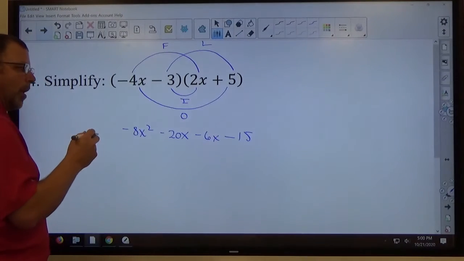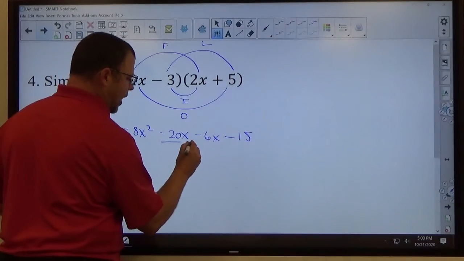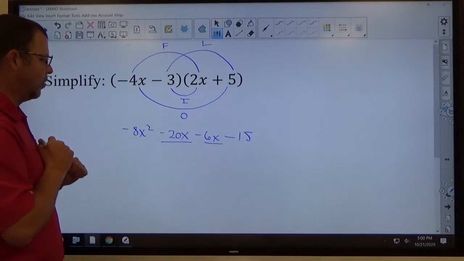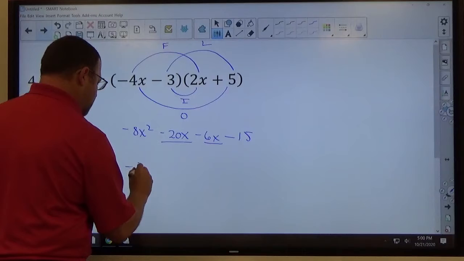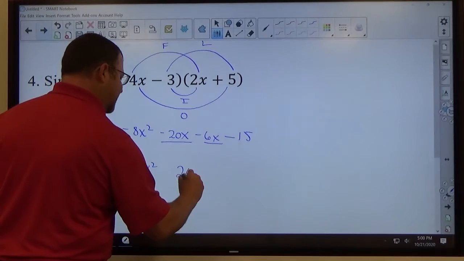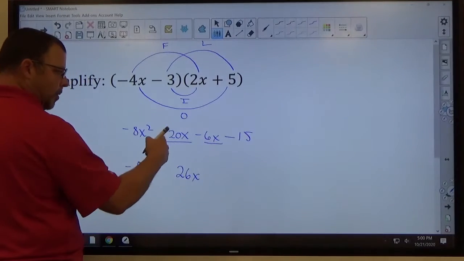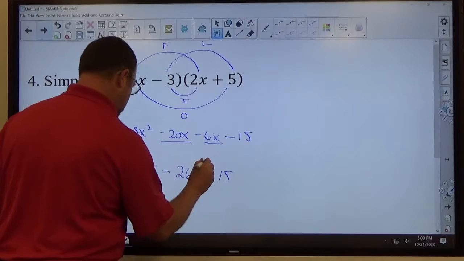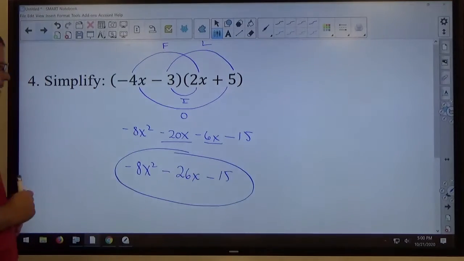Once again, once we multiply everything together, we look for like terms. X to the first, x to the first. These are like terms. X squared and constant have no like terms. So nothing happens to negative 8x squared. These are both negative, so I add to get 26x. When the signs match, I add. The bigger number is negative, so it's negative 26x. Minus 15 has no like term. Nothing happens to it. That's the best we can do.